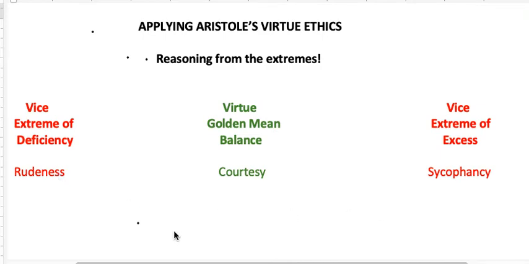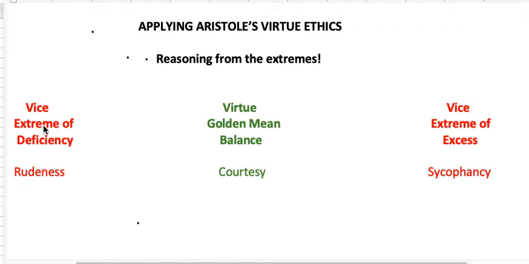Okay, so aside from that coaching, what I was saying is that the extreme of excess, when you have too much of that which makes you courteous, you would be expressing sycophancy. And a person who does that is called sycophantic. So someone who expresses the virtue, the balance between two extremes, the golden mean, is expressing courtesy. We would call them courteous.